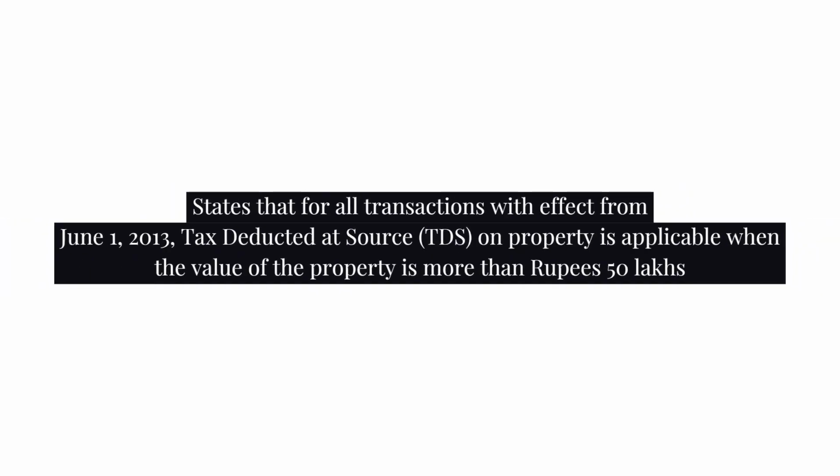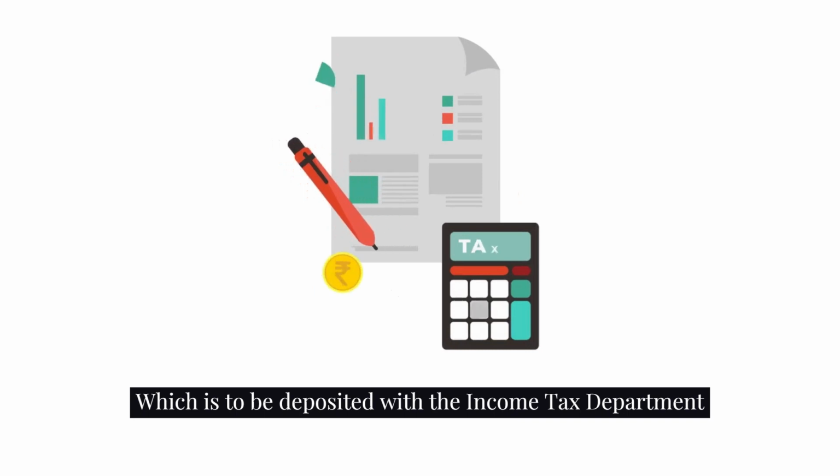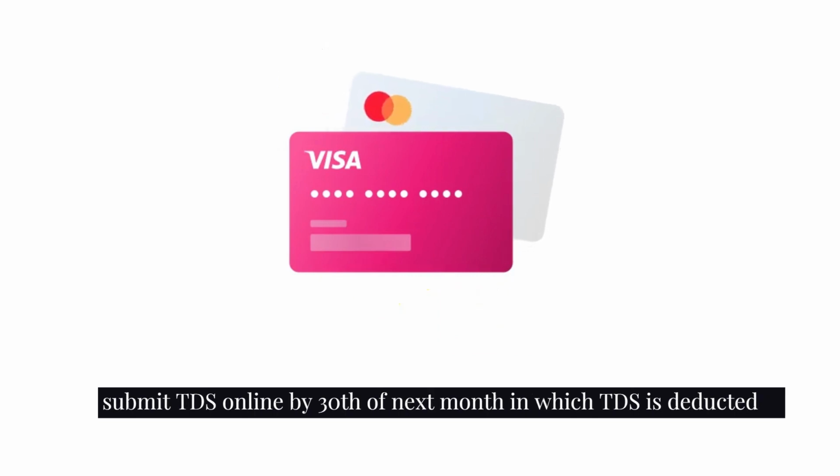Under Section 194IA of the Income Tax Act 1961, for all transactions with effect from June 1, 2013, tax deducted at source, which is TDS on property, is applicable when the value of the property is more than Rs 50 lakhs. The buyer is required to deduct 1% of the value of the property as TDS, which is to be deposited with the Income Tax Department. Then submit TDS online by the 30th of the next month in which TDS is deducted.